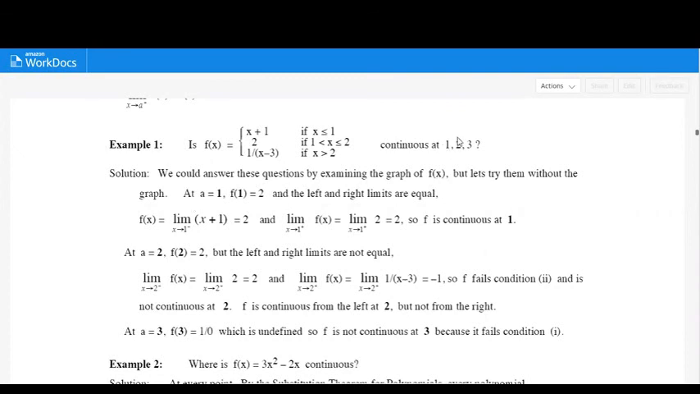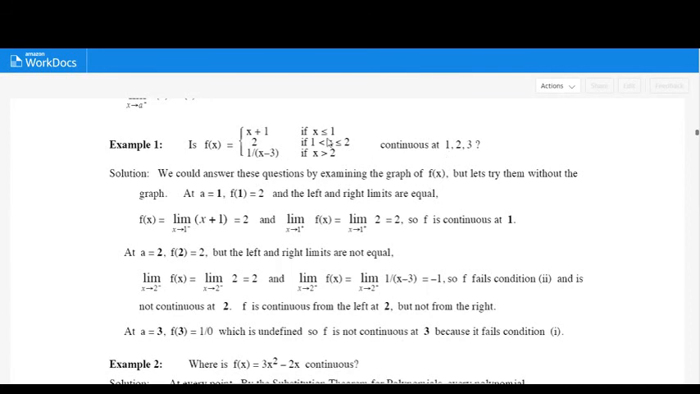So kung 1 siya, dito siya belong sa first line. X is less than or equal to 1. So we will use this function, x plus 1. So 1 plus 1, that's 2. And the left and right limits are equal. So tignan natin yung left muna. From the left. So if we say from the left, less than 1.